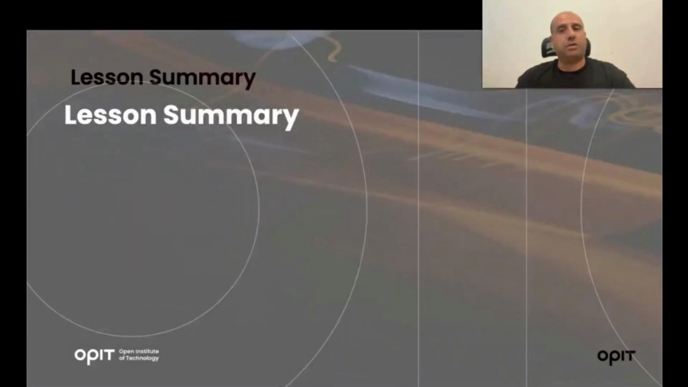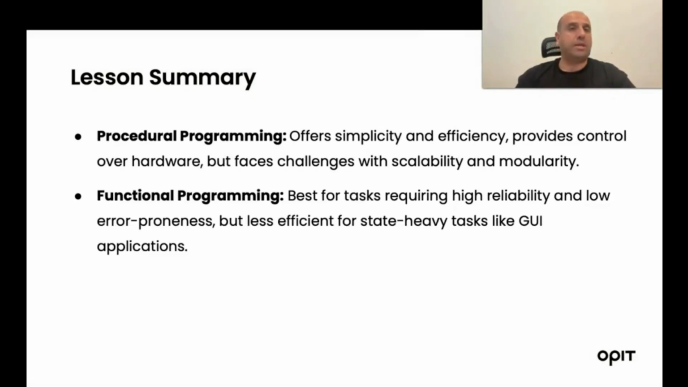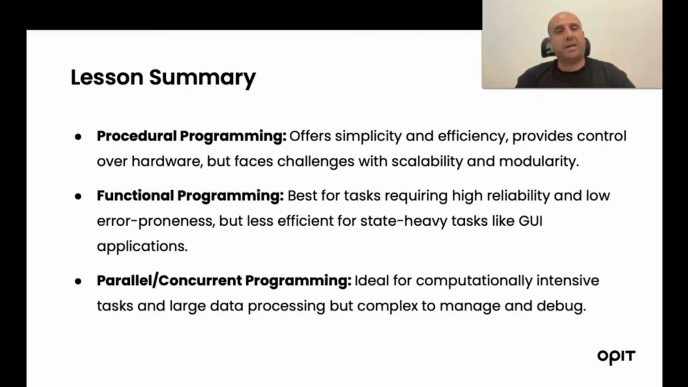As a summary for this lesson, we went through procedural programming, which offers simplicity and efficiency and provides control over hardware, but has some challenges with scalability and modularity. Functional programming is better for tasks requiring high reliability and low error rates, but less efficient for state-heavy tasks like GUI applications. Parallel and concurrent programming is ideal for computation-intensive tasks and large data processing, but very complex to manage and debug.